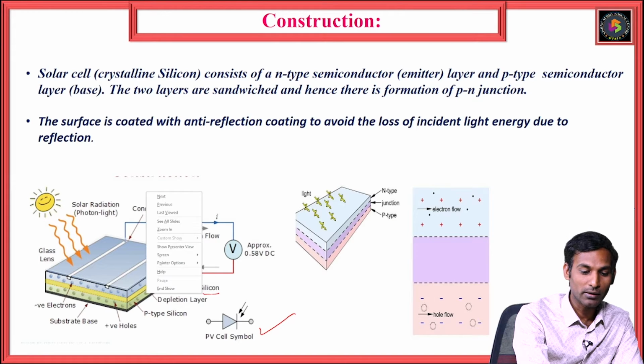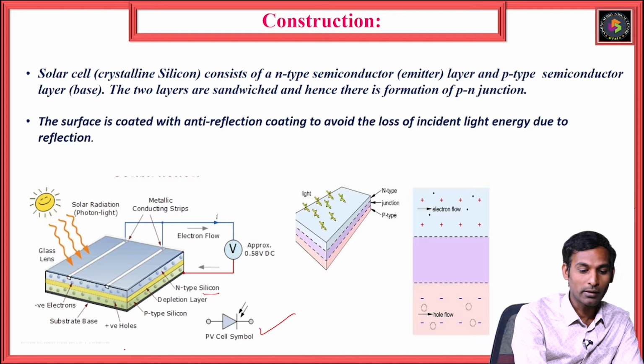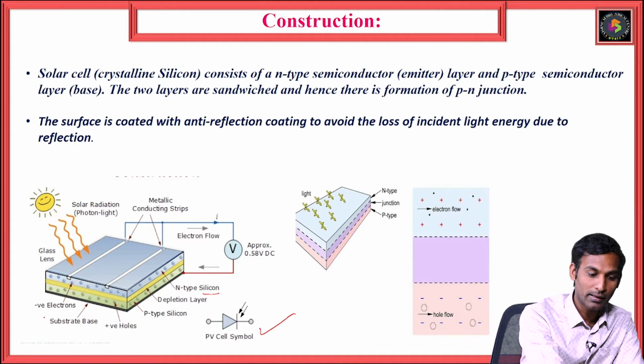The P-type semiconductor also I am using is silicon. Okay, see here, in the N-type semiconductor, electrons will be dominating. In the P-type semiconductor, the holes will be dominating. You can observe here the substrate base. This is said to be the base component.